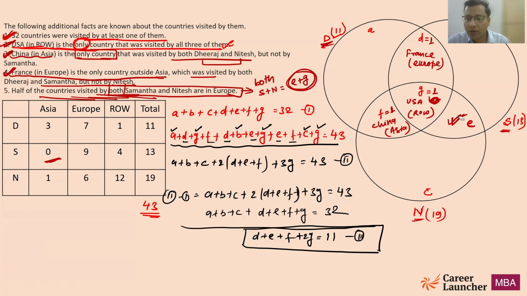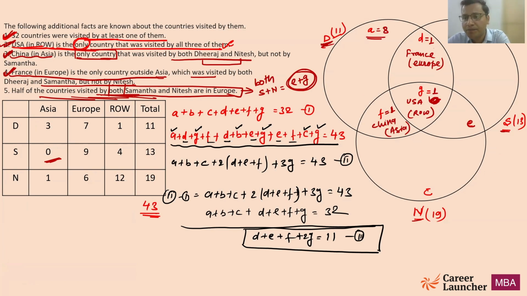Now, let's quickly look at the number of countries visited alone by Dheeraj, by Nitesh, and by Samantha. So we can get the value of 1. The sum of these circles, the entire circle for Dheeraj, has to be 11. So we have 1, 1, 1, and 3. So can I say A has to be 11 minus 3, that is equal to 8. The value of A is equal to 8.